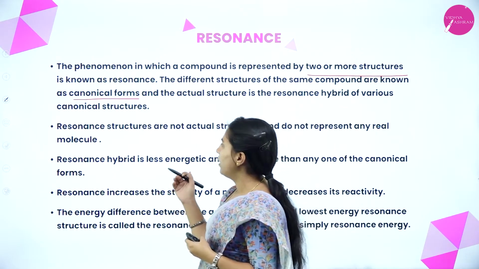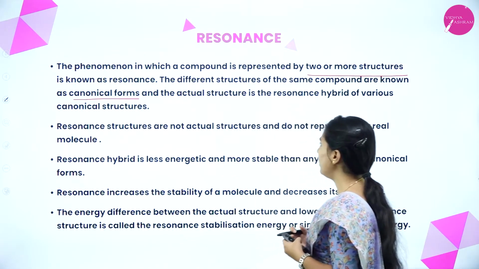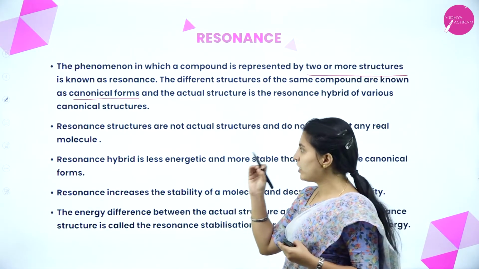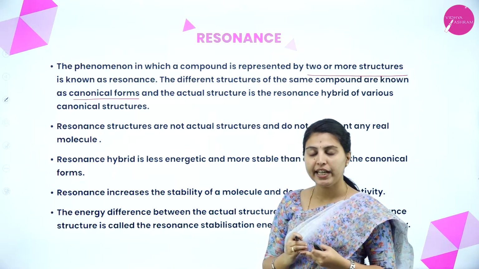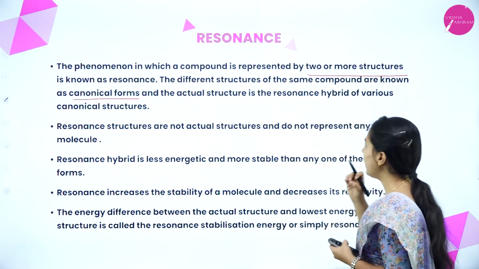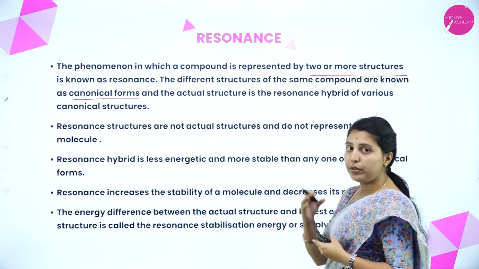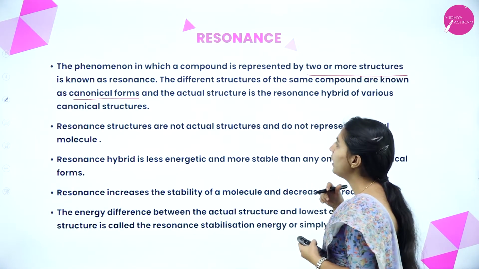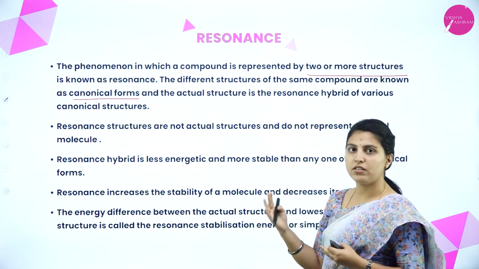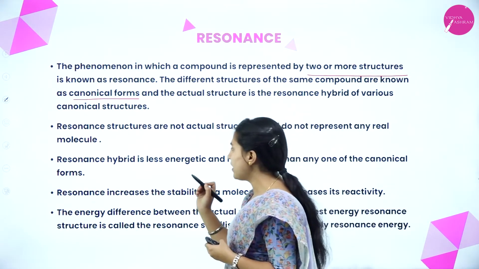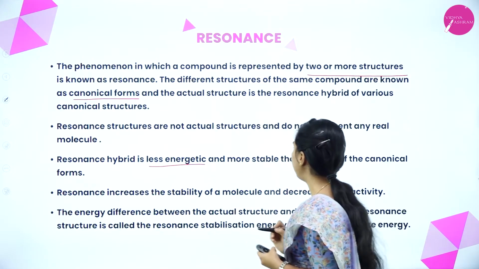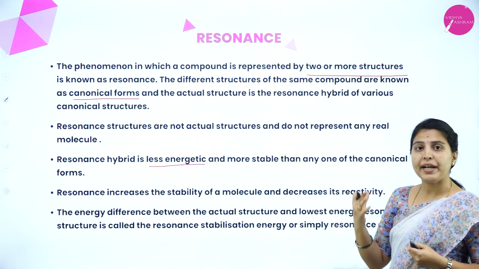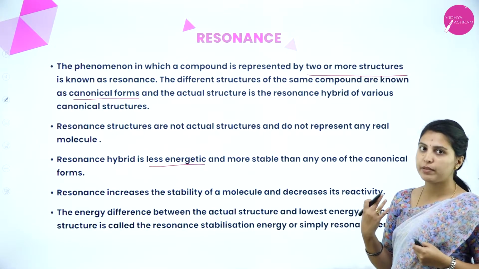Resonance structures are not actual structures and do not represent any real molecule. Whatever resonance structures or canonical forms we write, they are not completely the actual structure. From the various resonance structures, the hybrid is formed as one structure. The resonance hybrid is less energetic and more stable than any one of the canonical forms. Yes, from the canonical forms, one resonance structure is formed.